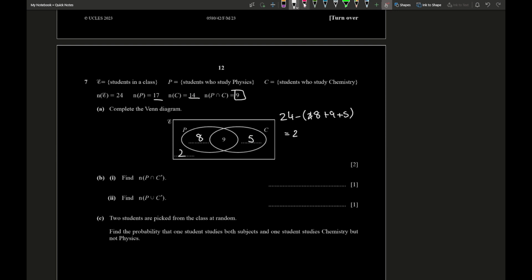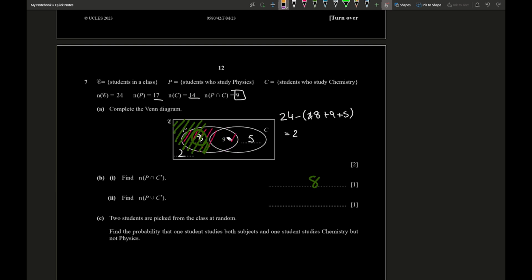Now what is set P? Well, set P is represented by this circle right here. Let me just shade it. Now what about set C dash? Well, it is represented by this region. It is literally the region that is outside set C, and the only intersection is at this number right here, which is 8. Now for part II, find n of P union C dash.